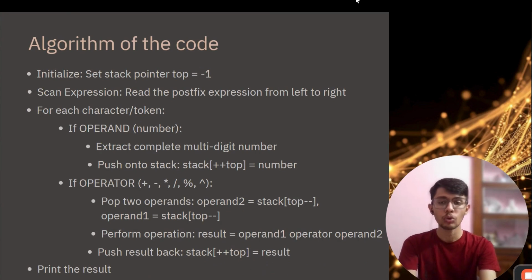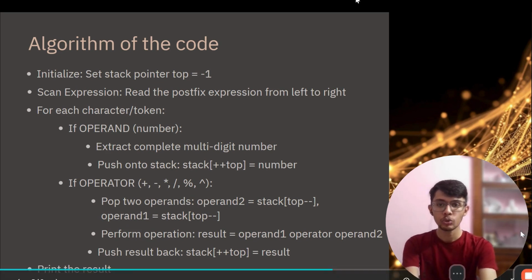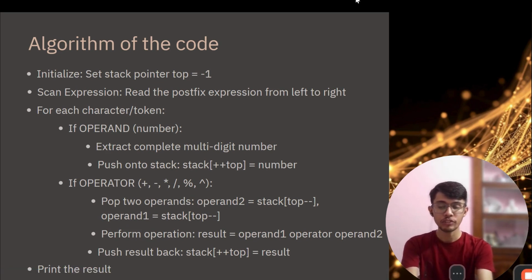The algorithm of the code is really simple. We would set the stack pointer at -1. Our step 2 would be reading the expression from left to right. We would set up a loop for it, and as soon as we get any operand, we would push it into the stack.